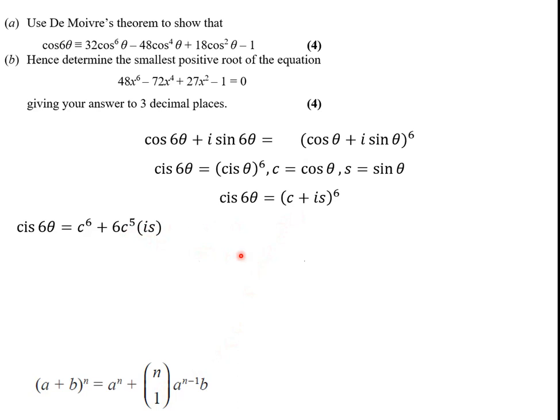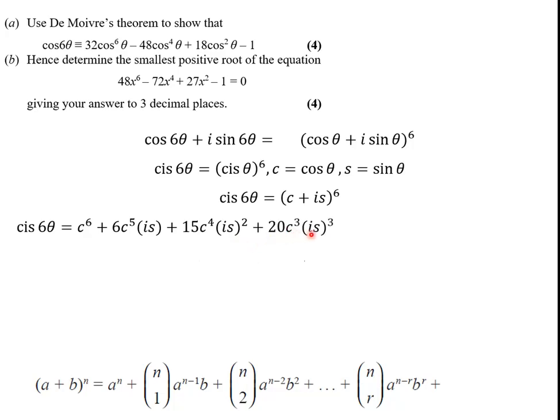And it's these i's we want to get rid of really, because we just want the real part of the expansion, because we just want cos 6 theta, which is the real part. Then moving on, 6C2 is 15, that's C to the power of 4. The next one is going to be 6C3, which is 20, and it'll be C to the power of 3, iS to the power of 3, and so on, and so on. And the last term is just iS to the power of 6.